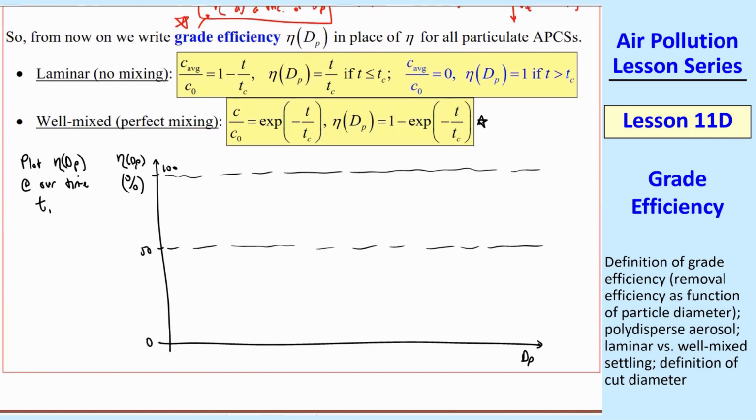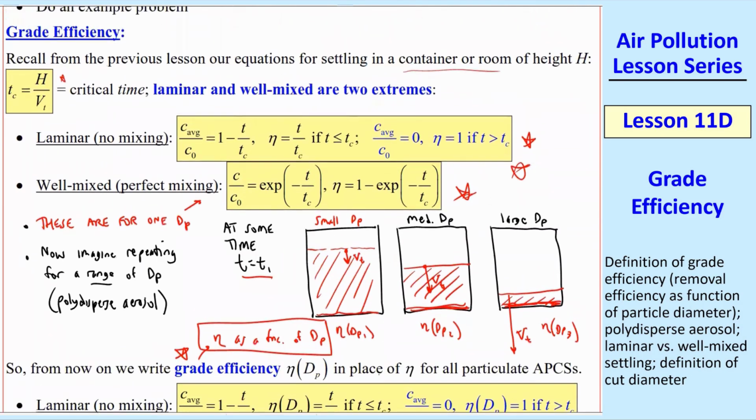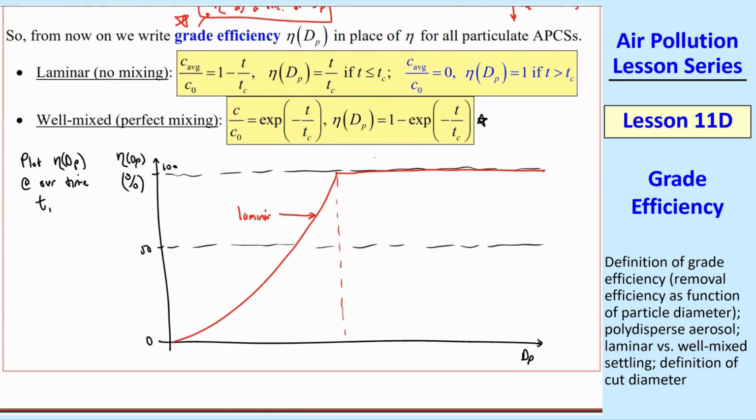So what do we expect this grade efficiency to look like? Well, for the laminar case, we expect it to look something like that. It goes up until it reaches 100%. It can't be greater than 100%, so it's flat from there on. This is laminar settling, which, by the way, is what I was illustrating up here, the laminar settling case. At some time t1, we will have a removal efficiency for every different particle diameter. We can define this as some kind of a critical diameter because for dp bigger than this critical diameter, we have 100% removal. So eta dp is 100% from there on.